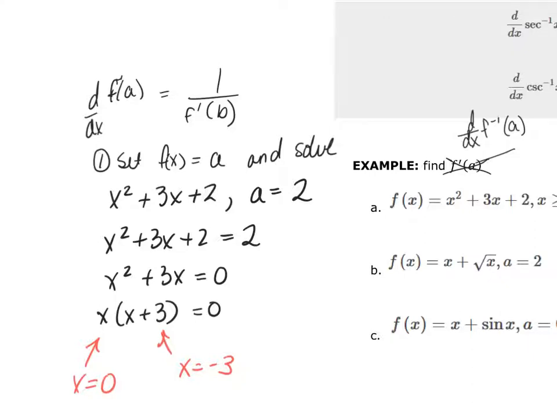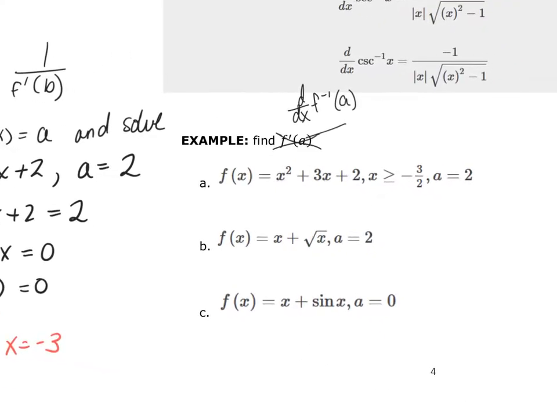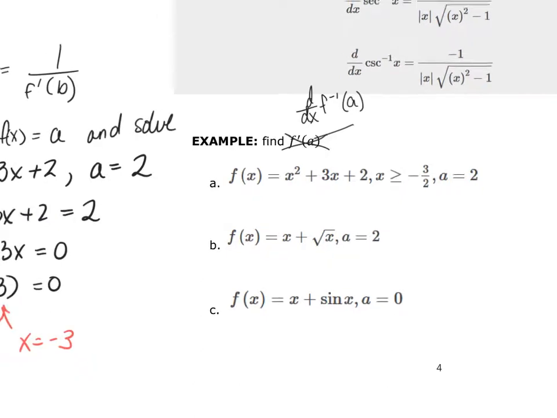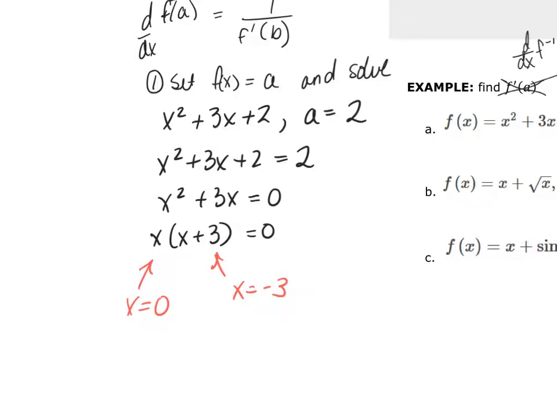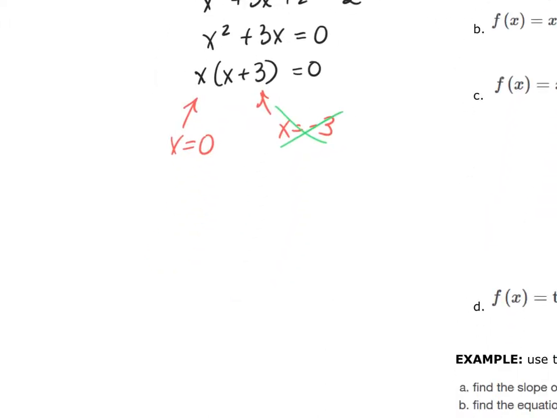Because we are restricted to x greater than or equal to -3/2, am I going to use the -3? No, that's on the left side of the vertex, so I'm not going to use it. I had to cut it at my vertex to ensure it's one-to-one. So after I've found the x value that produced 2, this is the B, the next thing I'm going to do is find my derivative.